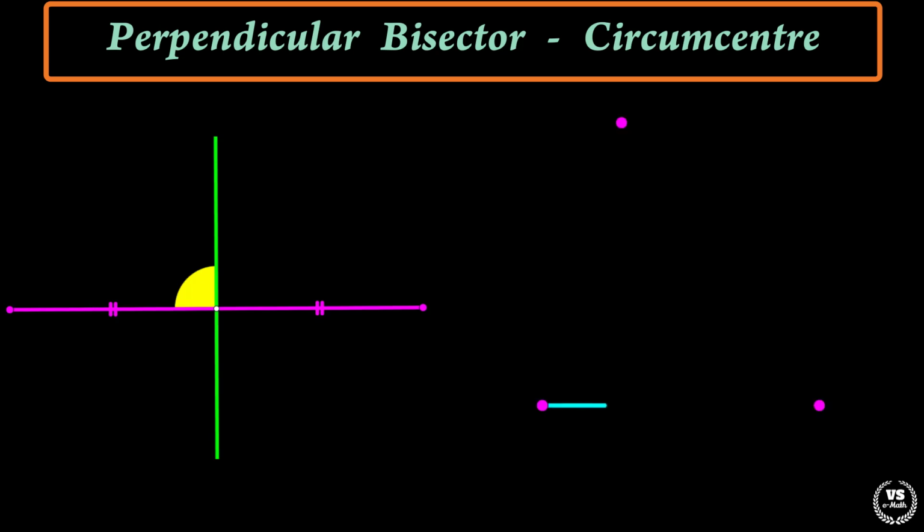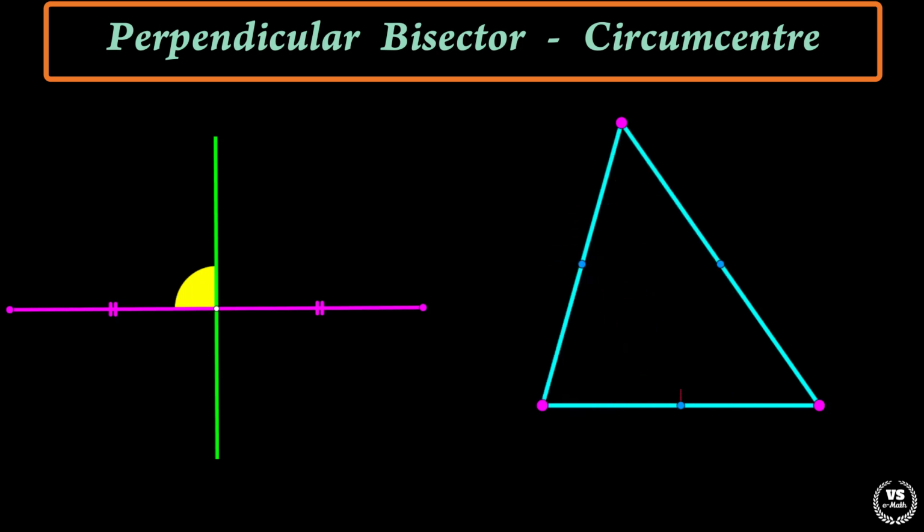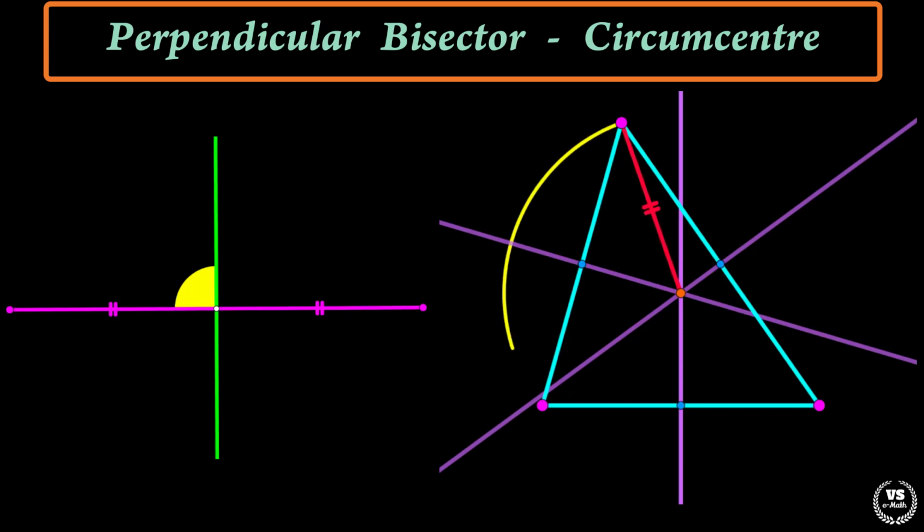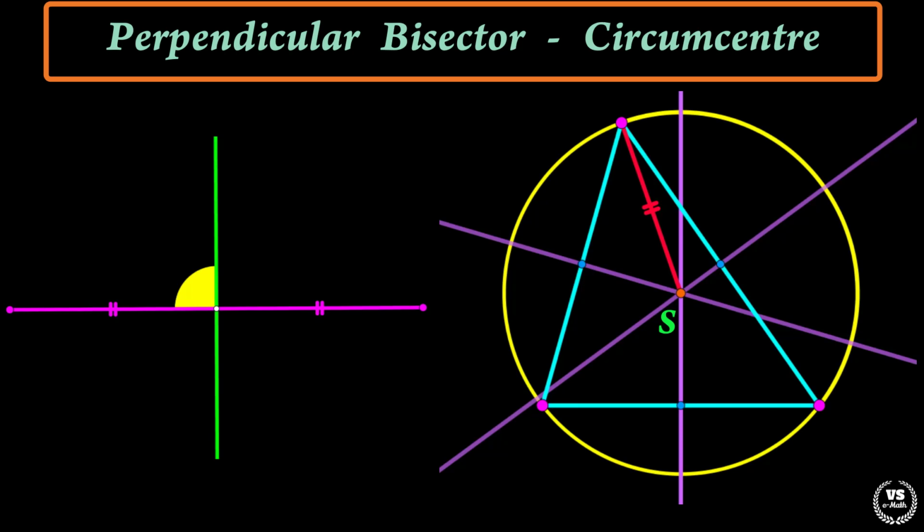The three perpendicular bisectors cross at the circumcenter of the triangle. It is denoted by the letter S. The circumcenter is the center of the circle that can be circumscribed around the triangle. That is, the circle touches the vertices of the triangle. Here, the distance between the circumcenter and the vertices always remains the same.